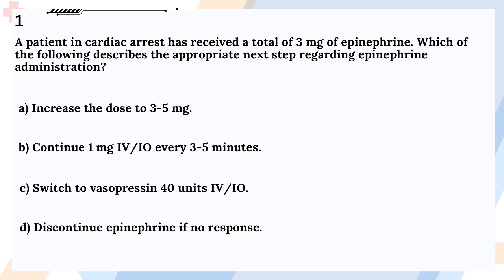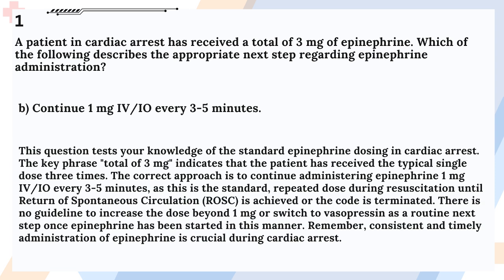C. Switch to vasopressin 40 units IV/IO. D. Discontinue epinephrine if no response. Answer B. Continue 1 mg IV/IO every 3 to 5 minutes. This question tests your knowledge of the standard epinephrine dosing in cardiac arrest.